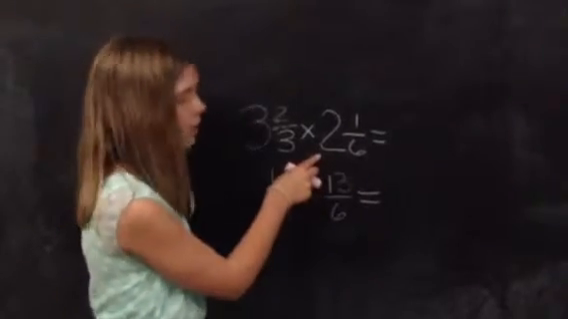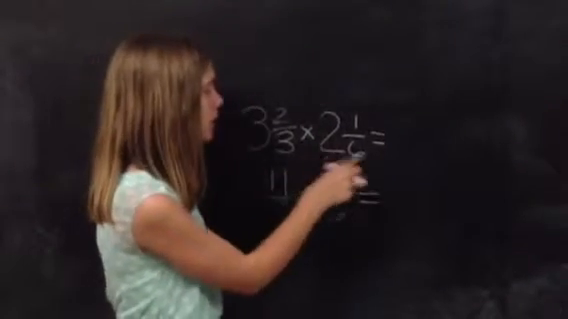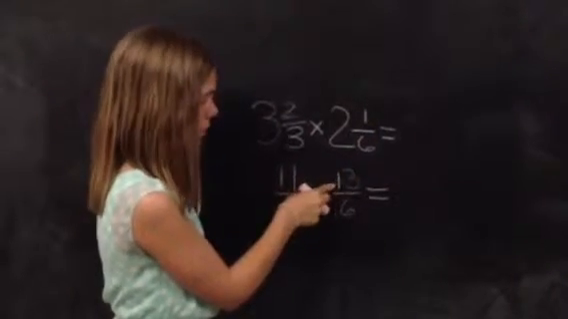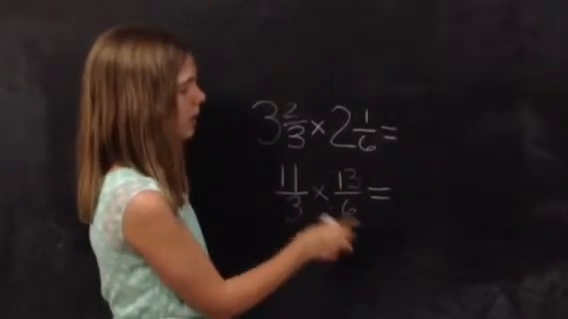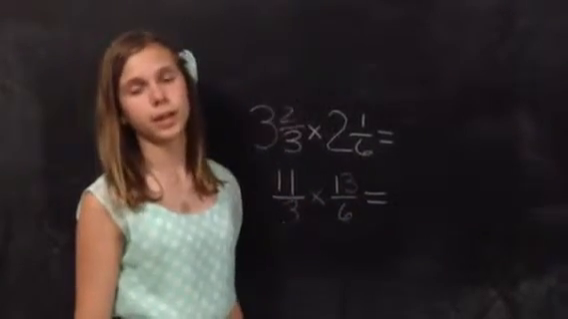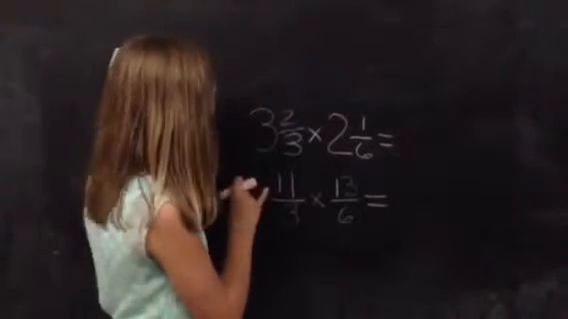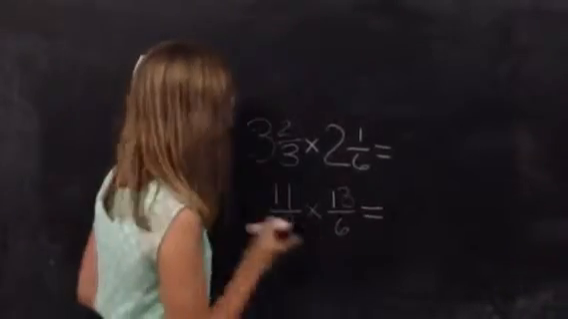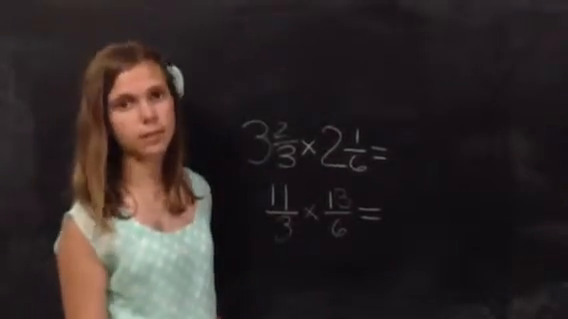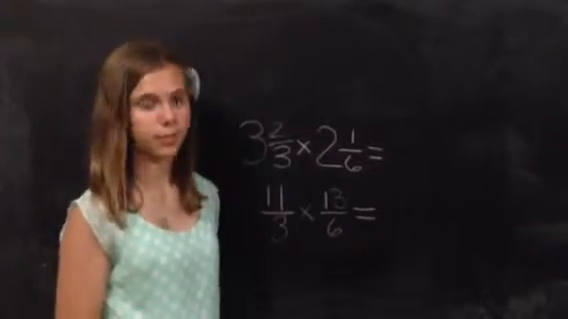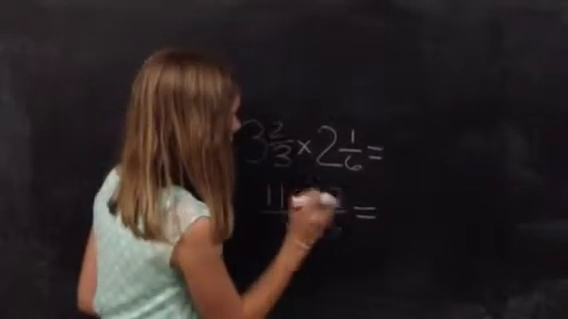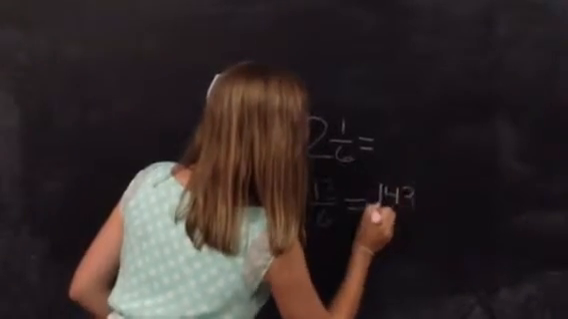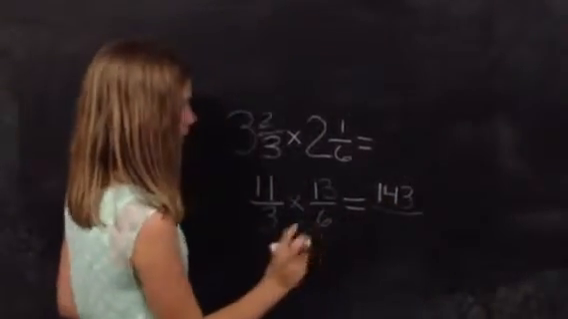Then we do the same to the next number. So 2 times 6 is 12, and 12 plus 1 is 13, which is your numerator, and your denominator stays the same. Then you just multiply like regular fractions. So 11 and 6, there's no GCF. And 3 and 13, there's still no GCF. So that means it's going to be in its simplest form. So 11 times 13 is 143. And 3 times 6 is 18.